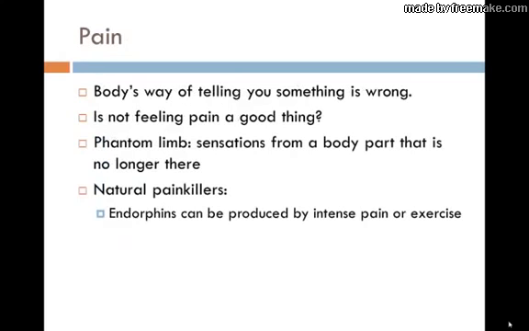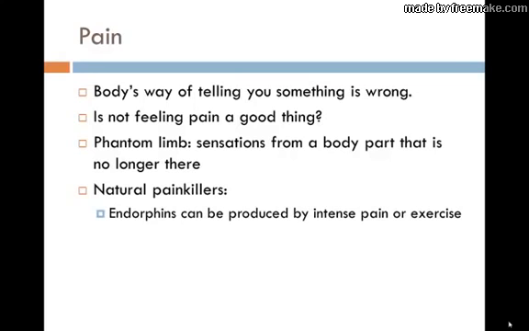Pain is the body's way of telling you that something's wrong. Something to ponder is whether not feeling pain is a good thing or not. Most people don't enjoy feeling pain, but if we didn't have pain, it would be really difficult for us to know if something was wrong. A good example: people who can't feel pain may burn their skin and harm their organs because they can't feel that it's burning.